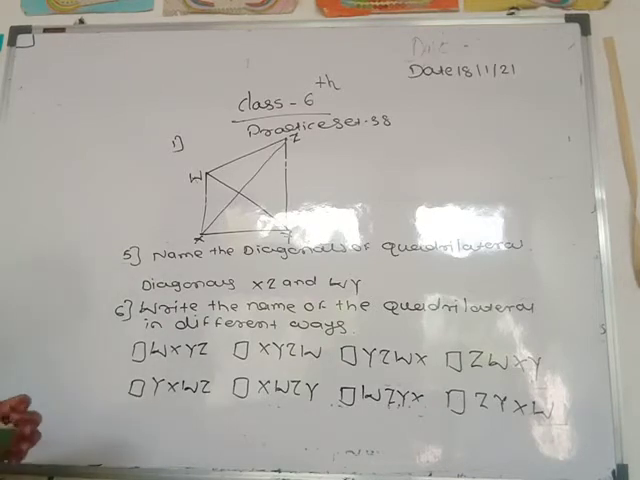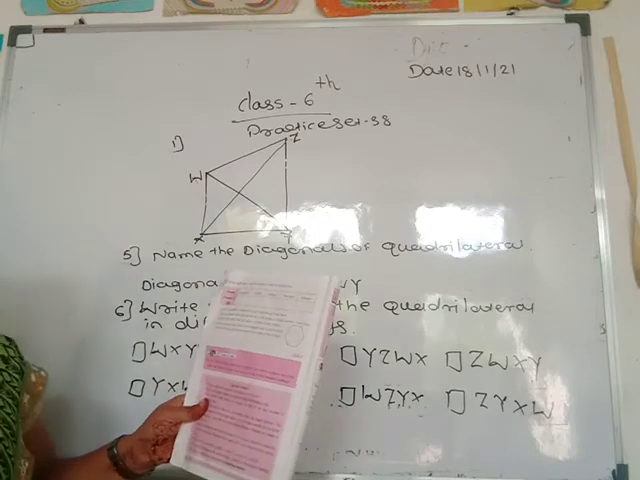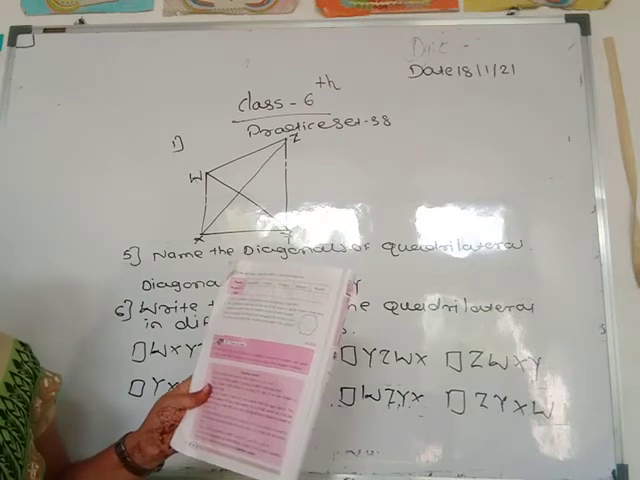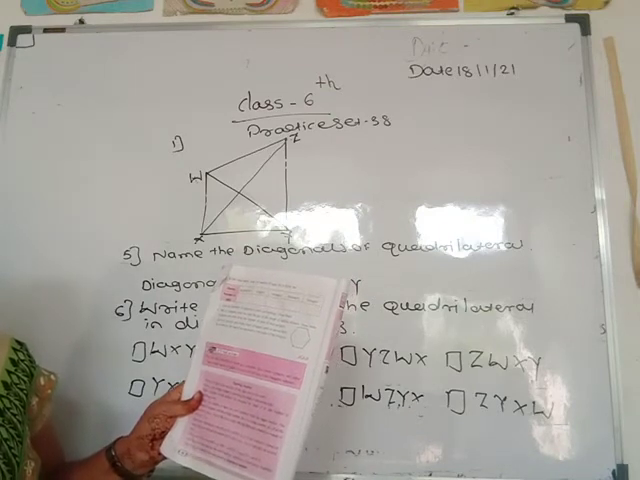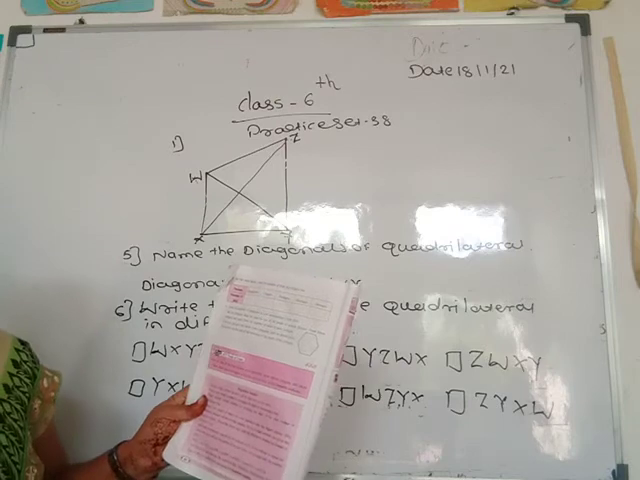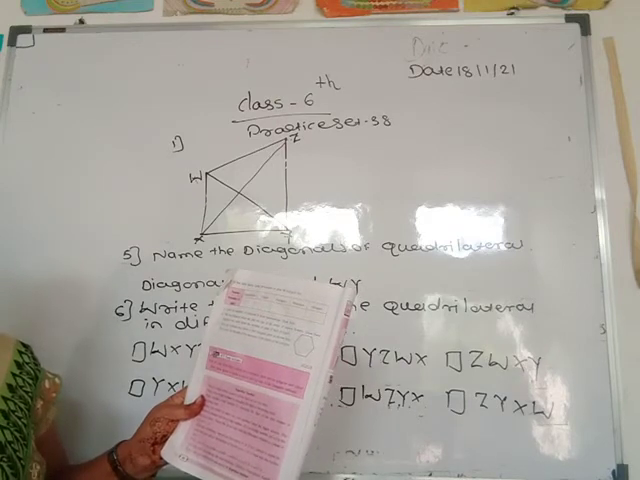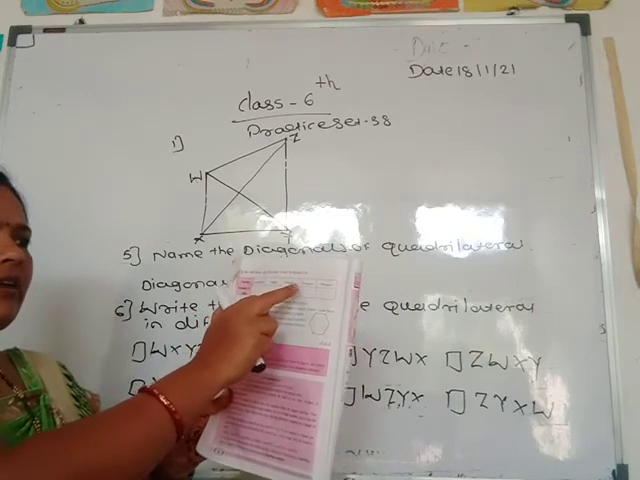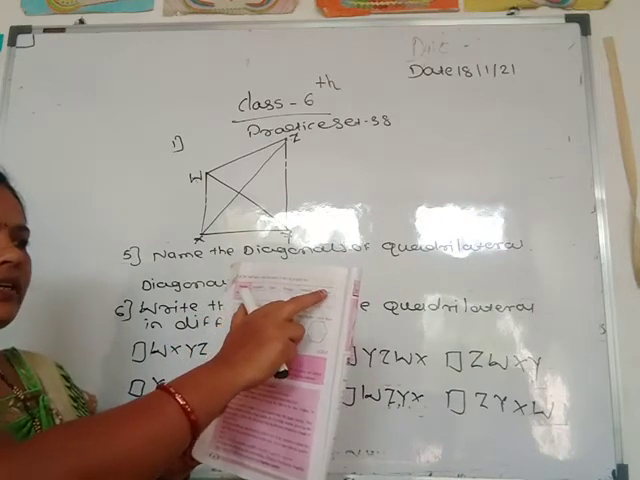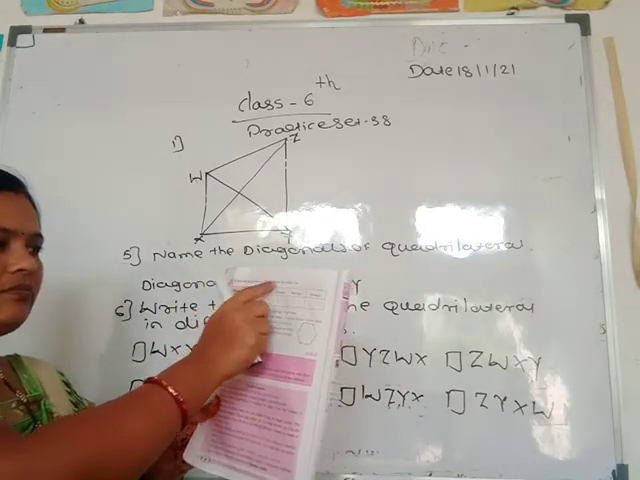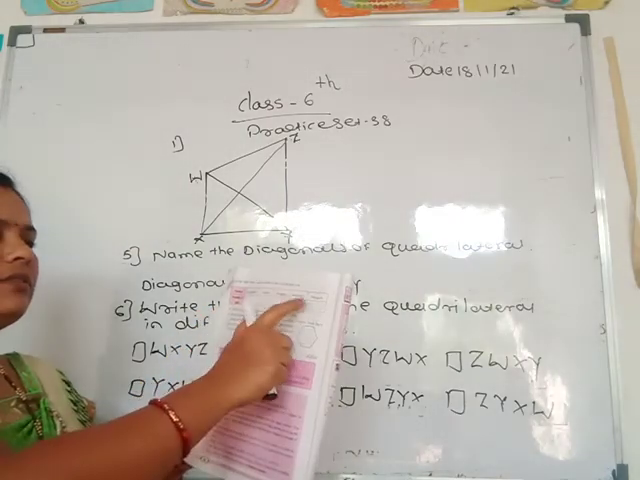Then see the second question, on page number 86 of your textbook. In the table below, write the number of sides the polygon has. The polygons given are quadrilateral, octagon, pentagon, heptagon and hexagon. Quadrilateral has 4 sides, octagon 8, pentagon 5, heptagon 7, hexagon 6. In homework, draw this table in your notebook and complete it.